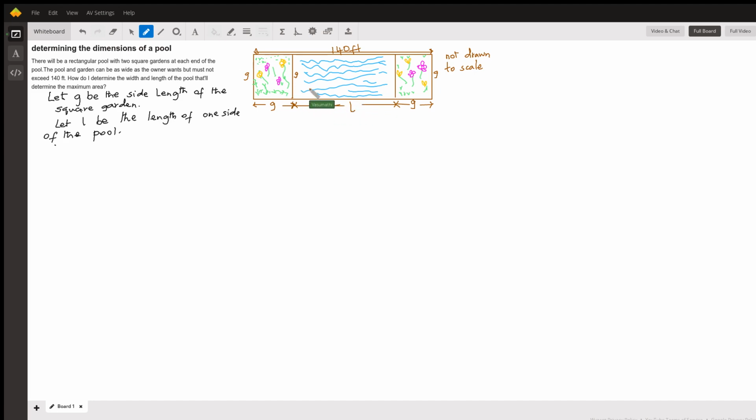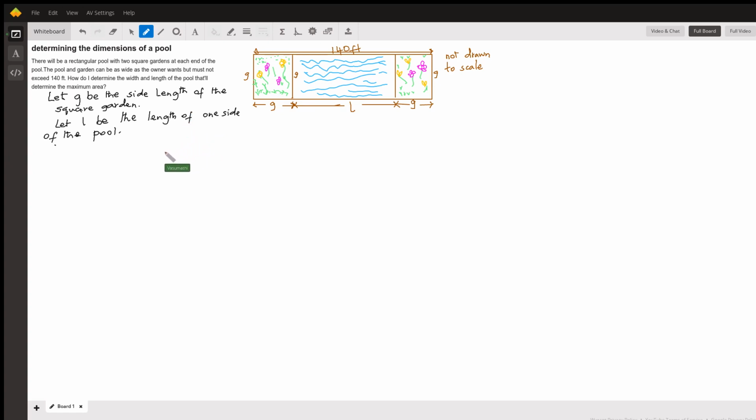Now the question says that we cannot exceed the width of 140 feet. So I just tried to make a picture here. It is not drawn to scale, so please trust me. We have two square gardens and we have this pool here. Based on the information in this picture, I'm going to write two equations and then we will see how to find the width and length of the pool that will give the maximum area.